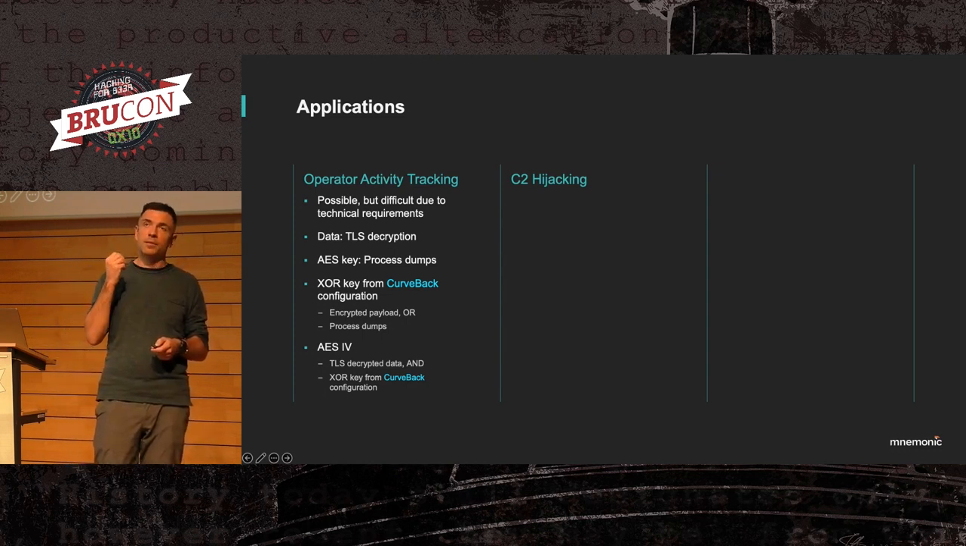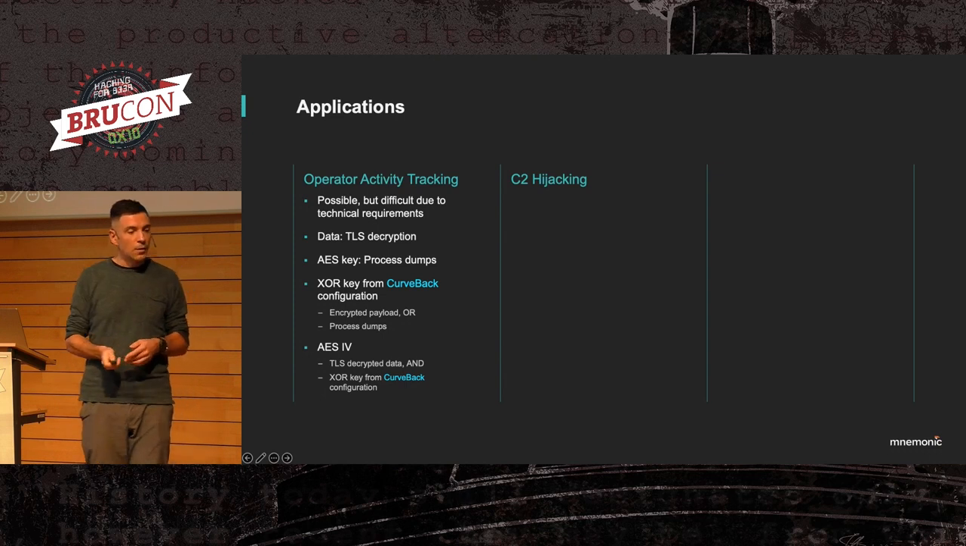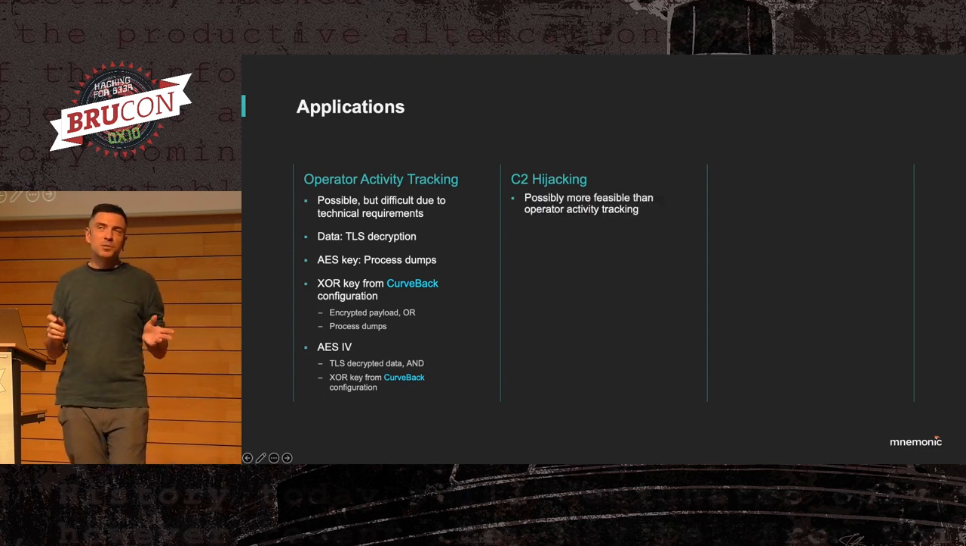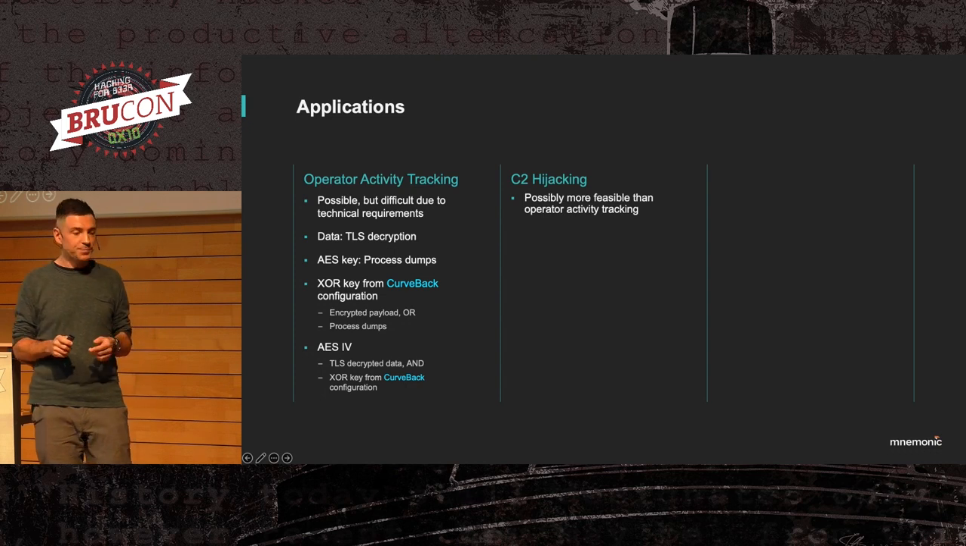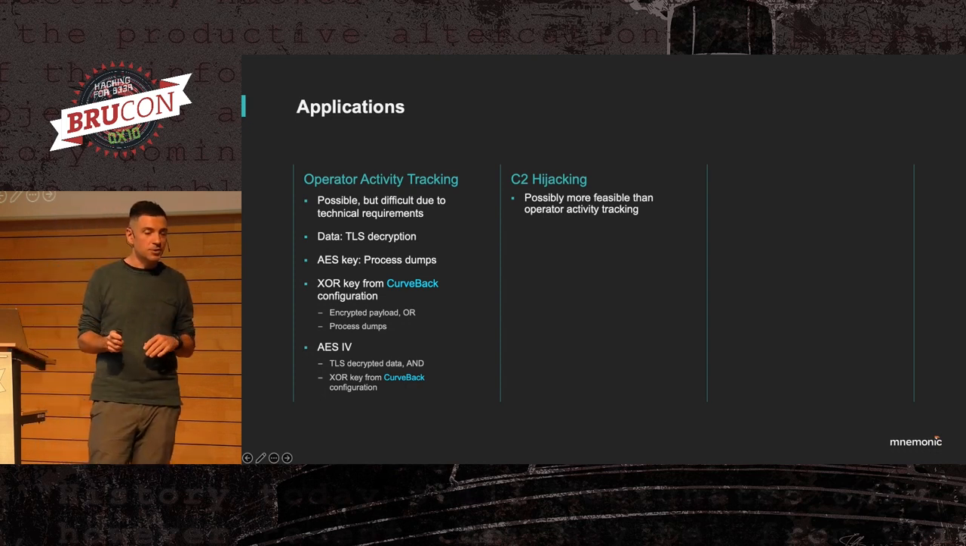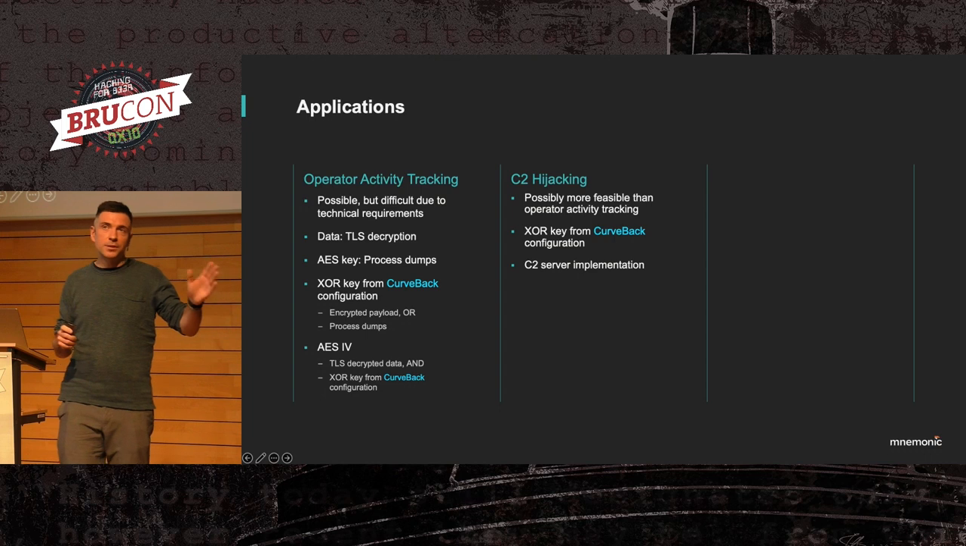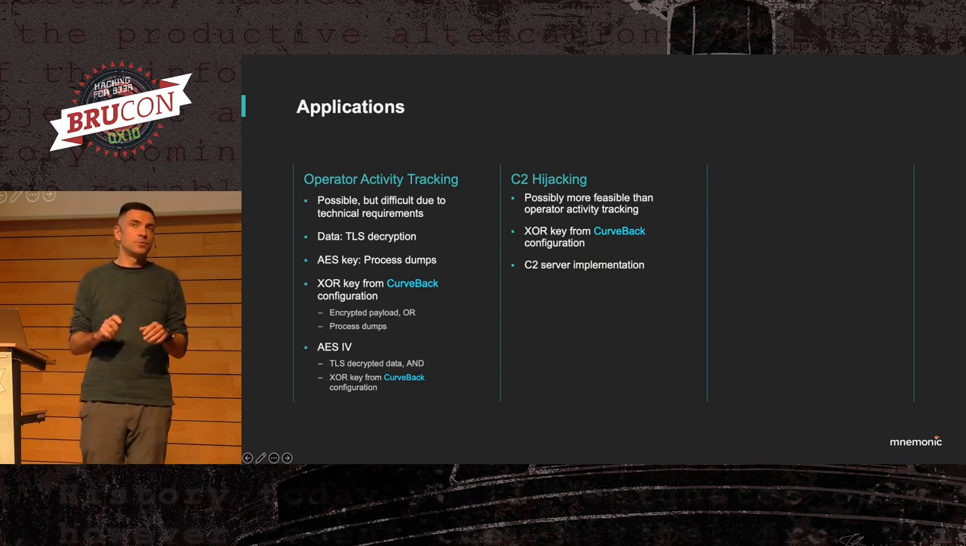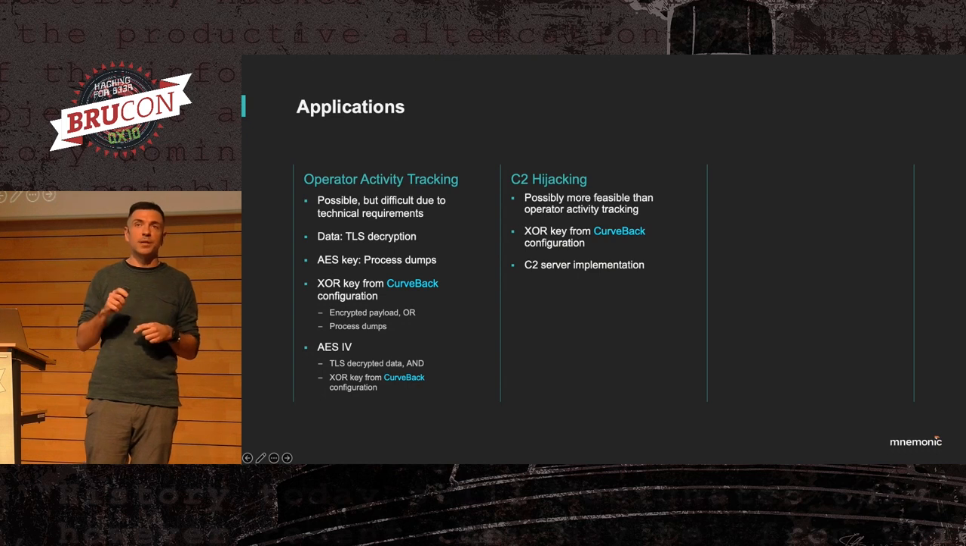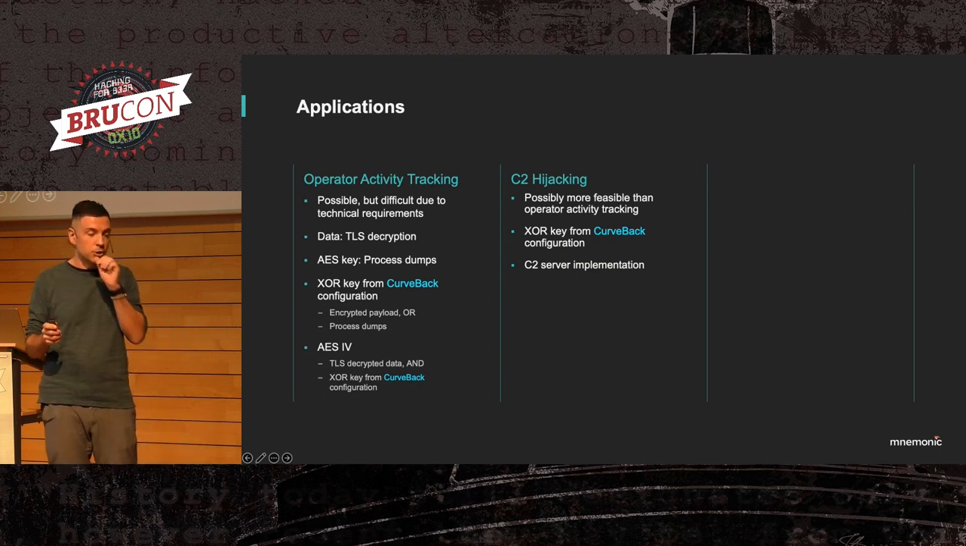intercept the traffic, and negotiate your own keys. And that is possibly more feasible than tracking operator activity. You can decide yourself. What you need is always the XOR key from the CurveBack configuration, and you also need a C2 server implementation. Not a complete one, though. The only thing you actually need is to perform key negotiation, and then decrypt the first message that the client sends. Then you'll get host information.